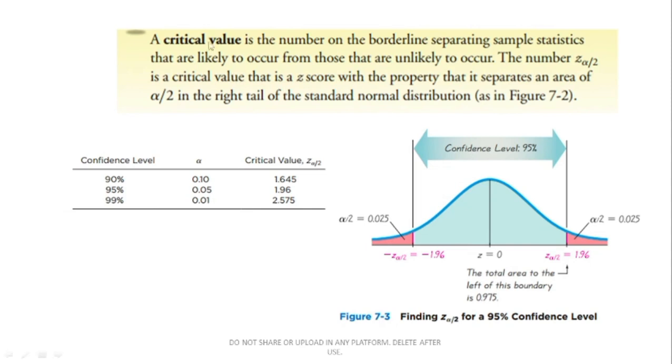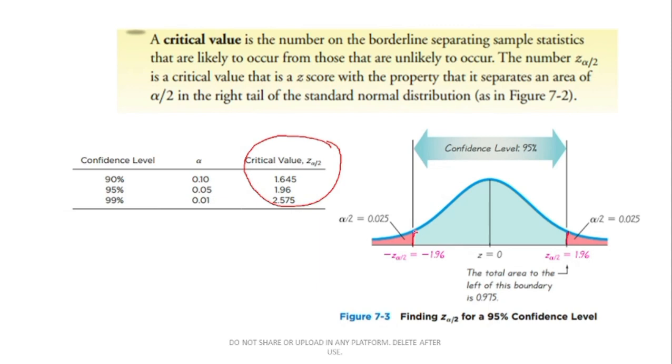We also have what we call the critical value. Critical value, this one. This border here is called the critical value. This is the number on the borderline separating sample statistics that are likely to occur from those that are unlikely to occur. The number Z alpha over 2 is a critical value that is a Z-score with the property that it separates an area in the right tail of the standard normal distribution.